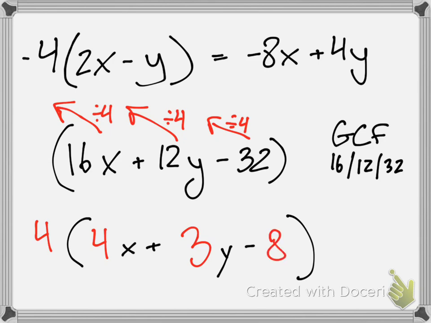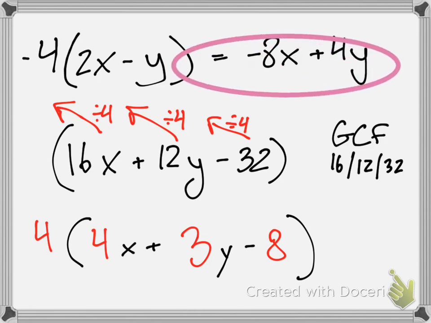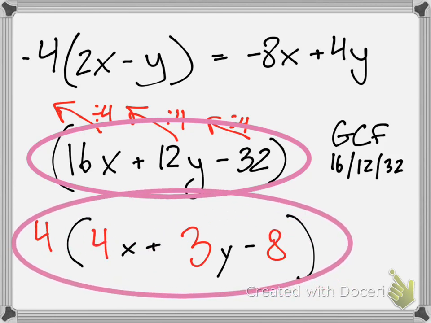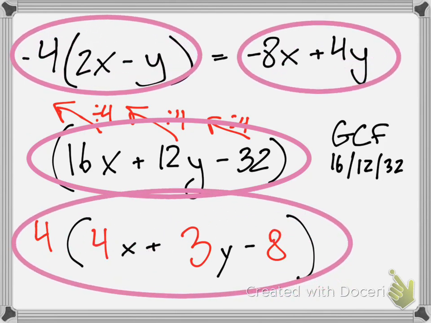There we go. These are the exact same answers. So when I have this, it's the exact same as that. When I have this, it's the exact same as that. They're just different ways to write them. After distributive property, before distributive property. Distributive property is called factoring because we use greatest common factor.